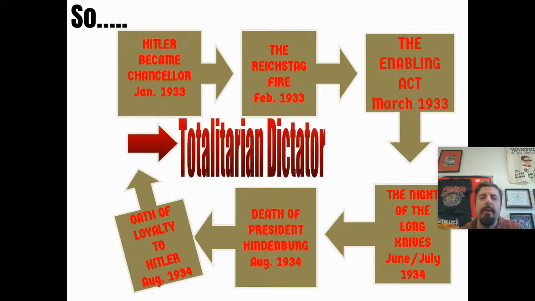Like I said, how do you turn a democracy into a dictatorship? Well, Hitler did it over the course of about a year and a half.